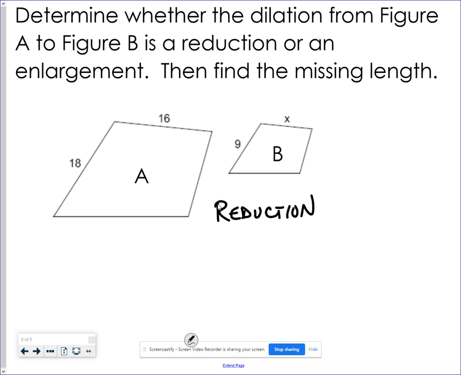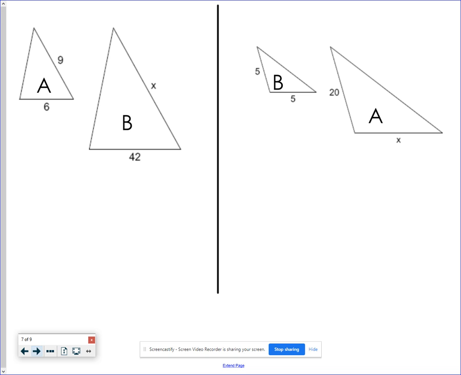And to find the missing length, to go from 18 to 9, it's cut in half. The scale factor is 1/2. So half of 16 would give me 8. Okay, we're going to just do a couple of those quickly here.